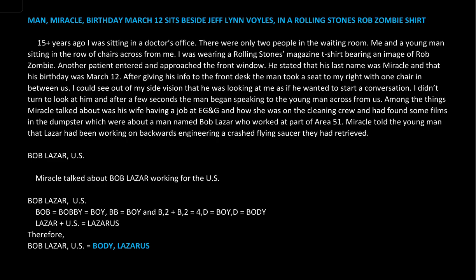The fact that this man Miracle talked about Bob Lazar working in the U.S. is actually important. All right, so he talked about Bob Lazar working for the United States of America, meaning he talked about Bob Lazar working for the U.S. So you take the name Bob, expand it to Bobby, which is boy, and BB, add up to BB to get 4, which is D. Boy BB becomes boy D, which is the anagram for body. Therefore, Bobby becomes body. Lazar, U.S. becomes Lazarus. Therefore, Bob Lazar, U.S. becomes body of Lazarus.